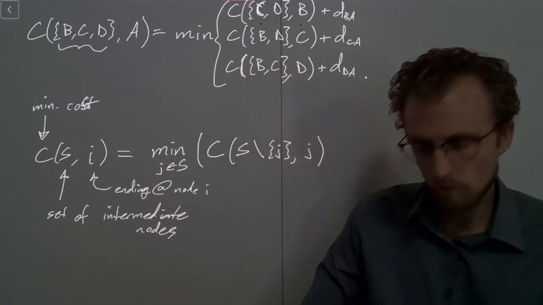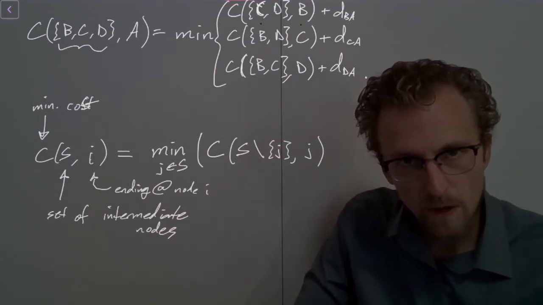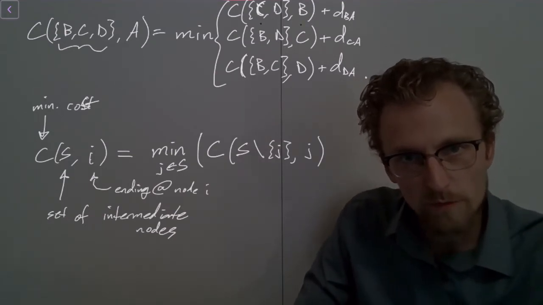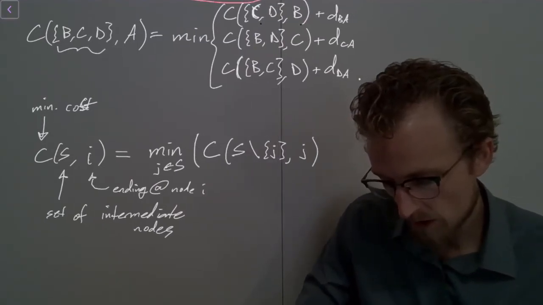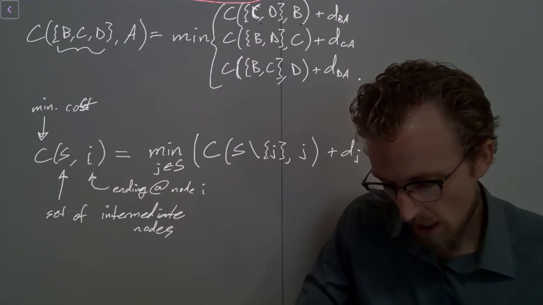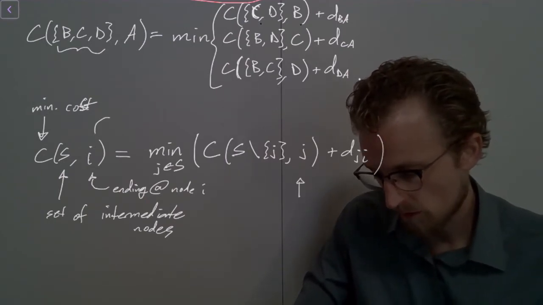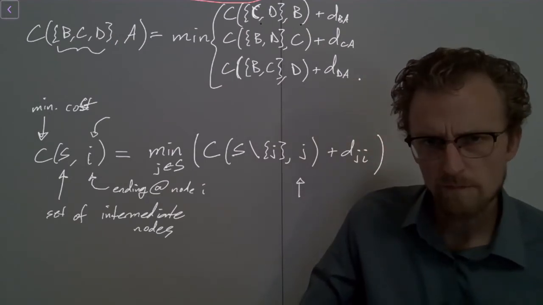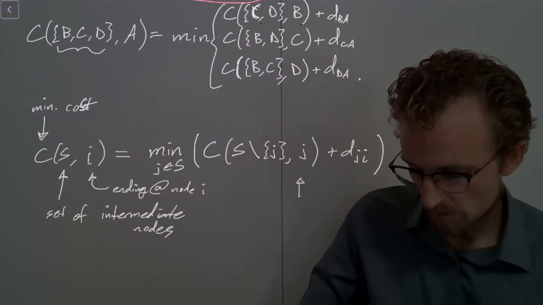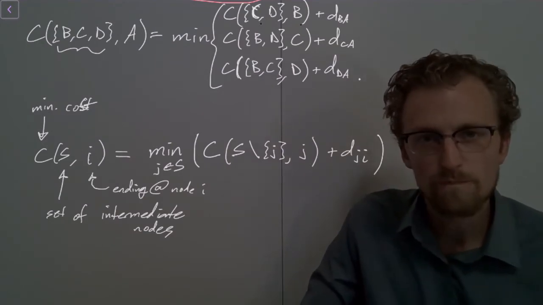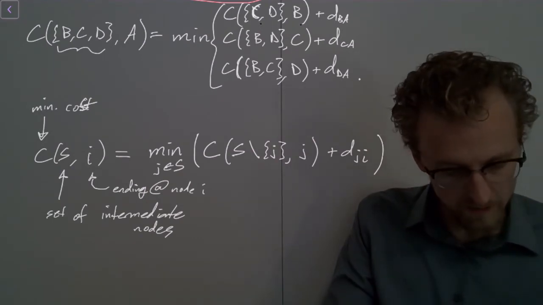And are we done? Well, no, we still have to add in the distance, right? So this is the cost of that subpath plus the cost of going from the end of the subpath to I, which is just simply d_ji, right? The path of going from that node to that node. All right. So that's the DP idea for this algorithm. So that captures it.